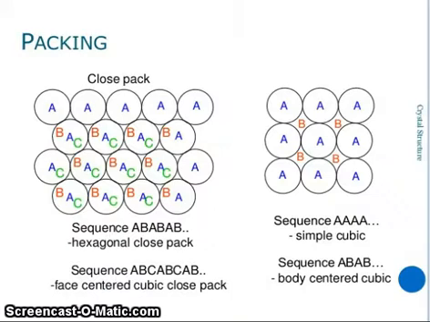So packing, close pack: sequence AB, hexagonal close pack; sequence ABC, face centered cubic close pack. In another figure, you can see here sequence AAA, simple cubic; sequence AB, body centered cubic.